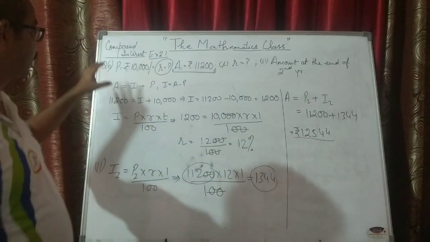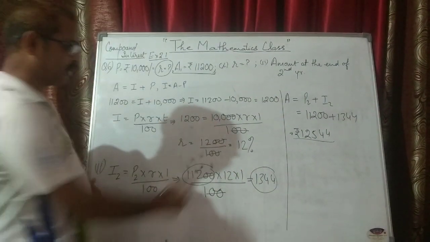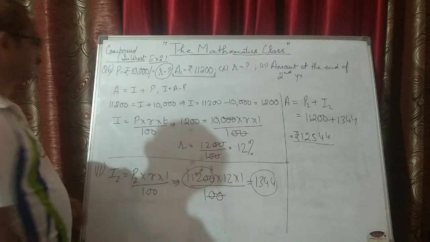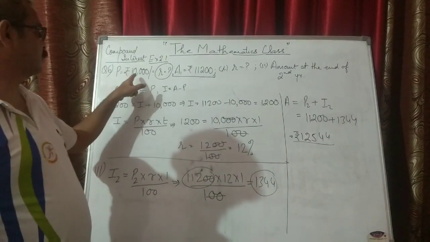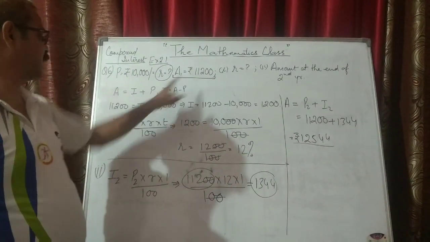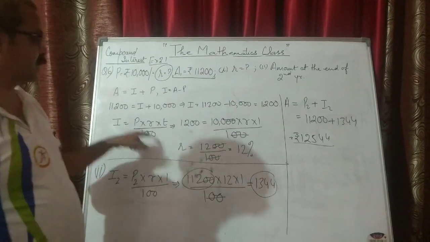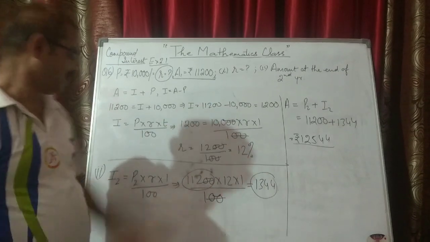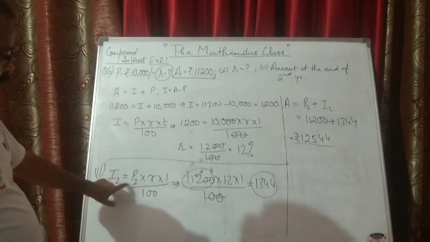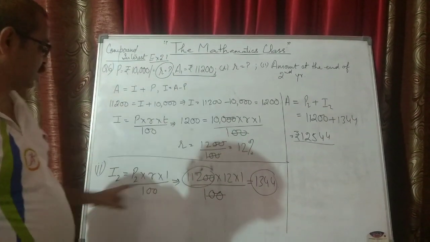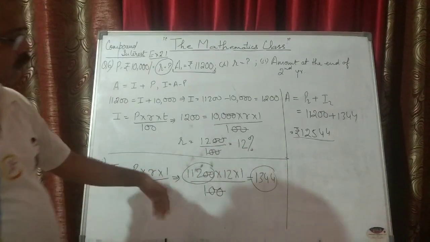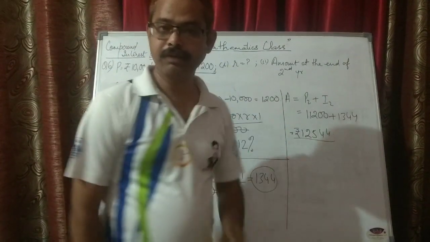I'll revise it. What we did, we calculated the rate of interest. I hope you know how we calculated. It is given that principal is given, amount is given. We calculated the interest. Interest is 1200. We put it into the formula PRT upon 100. We got it as 12%. We know the rate of interest. We know the final amount at the end of the first year. Simply put in the formula and solve it out. We got the total value.